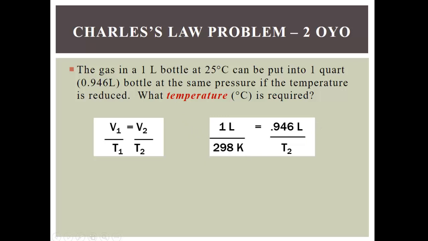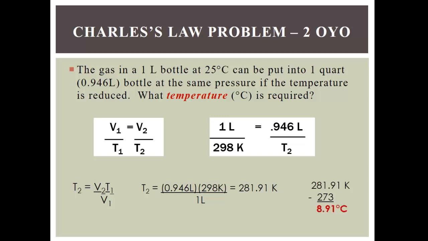So if you're having problems rearranging this, please come see me. It's basic algebra and we can work on it together. So we rearrange it. T2 is equal to this. We put our numbers in here, and we end up with 281.91 Kelvin. But what's the problem asking for? It's asking for temperature in Celsius. So to that we have to subtract 273. We end up with a temperature of 8.91 degrees Celsius. You got to make sure you're answering what the question is looking for. Not Kelvins, but it wants degrees Celsius.